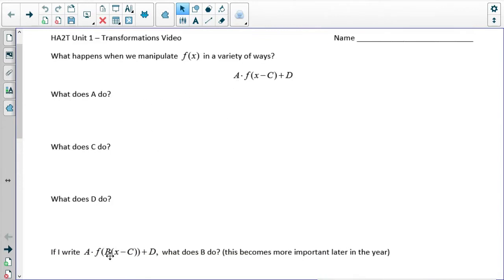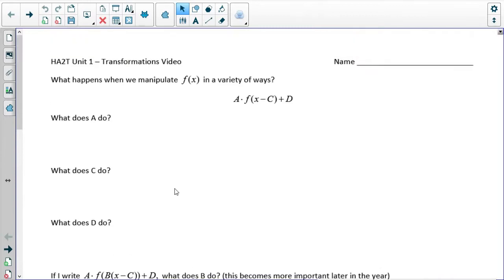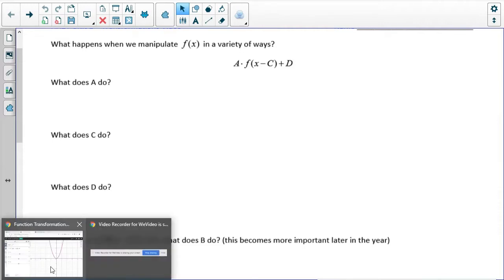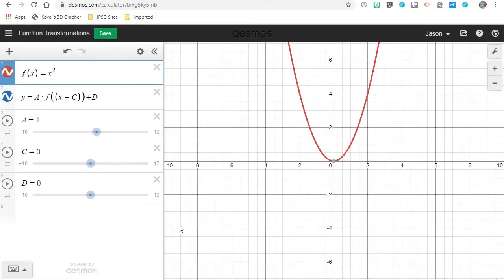The 4th thing that we can do is we can actually multiply the x value on the inside of f of x too. So we're going to answer what does A do, what does C do, what does D do, and then finally I'll talk about what B does briefly without any explanation, and then you'll just have to trust me until we get to that part of the year where we can explore it more deeply. So let's take a look at the function y equals x squared.